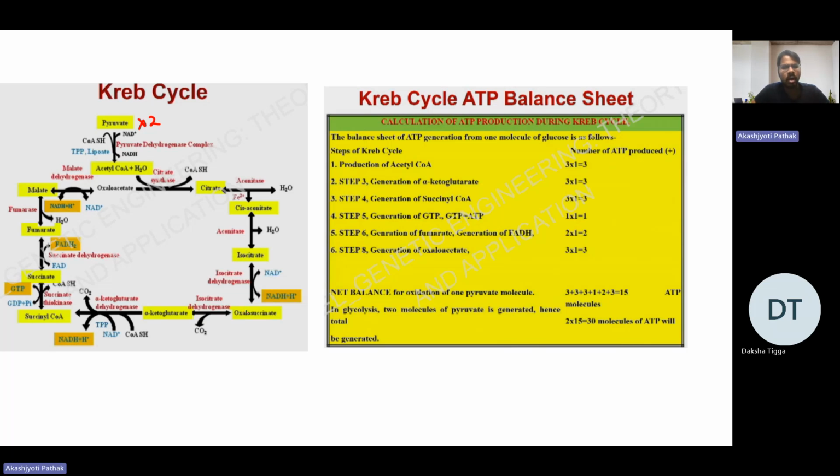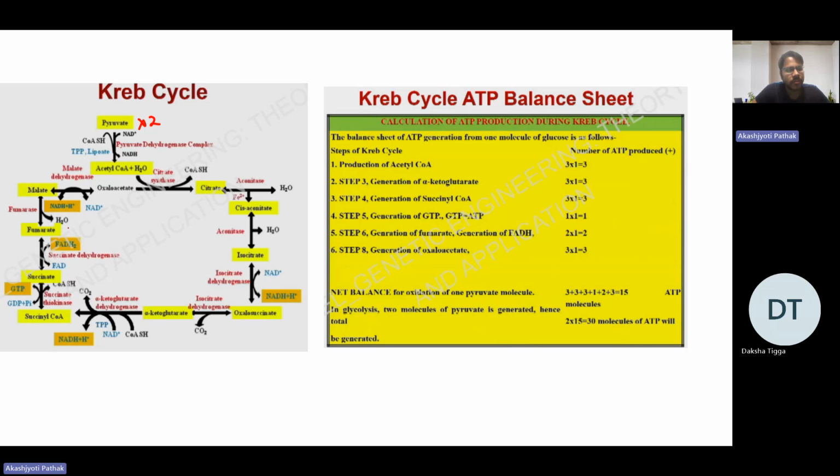In this step, isocitrate gets converted to oxalosuccinate. Here you get one molecule of NADH. And then oxalosuccinate to alpha ketoglutarate is a decarboxylation reaction. And then when alpha ketoglutarate gets converted to succinyl-CoA, here you get another molecule of NADH. And then in this step, malate to oxaloacetate, you get a third molecule of NADH. And from succinate to fumarate, you get a molecule of FADH2.